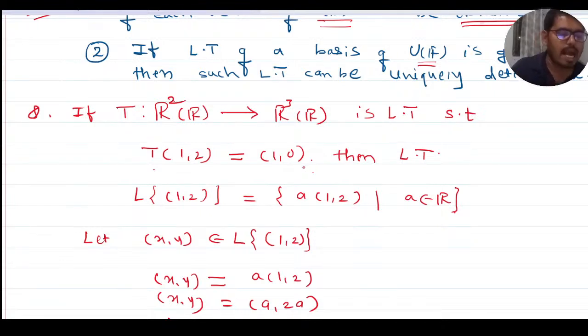Then they asked you some more questions. They gave you only the image of a single element here, T of (1, 2) is equal to (1, 0), and said T is a linear transformation. Then they ask what are the images of different elements in R square. They may ask T of (1, 3) or T of (2, 3). When such questions come, how do you find out the answers?